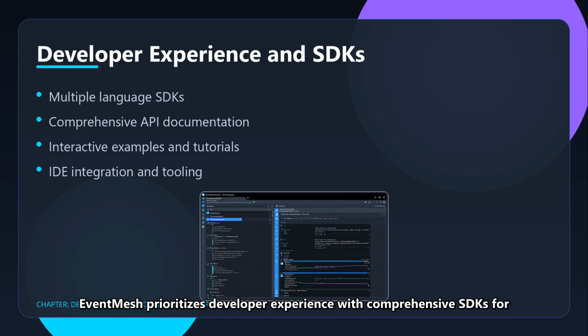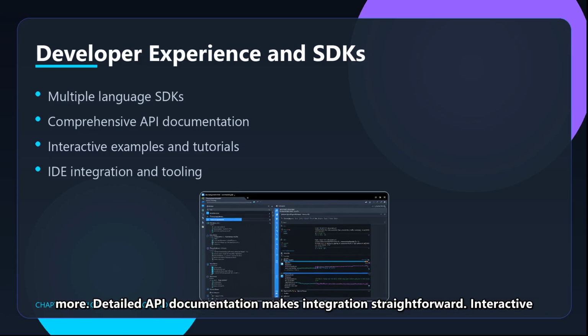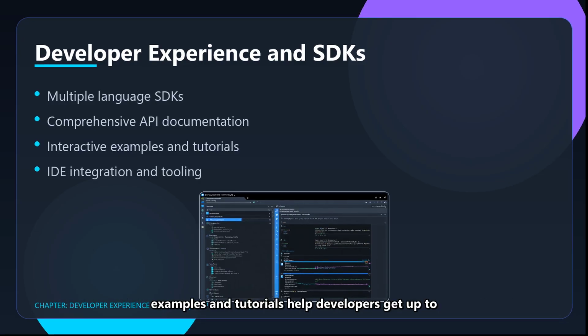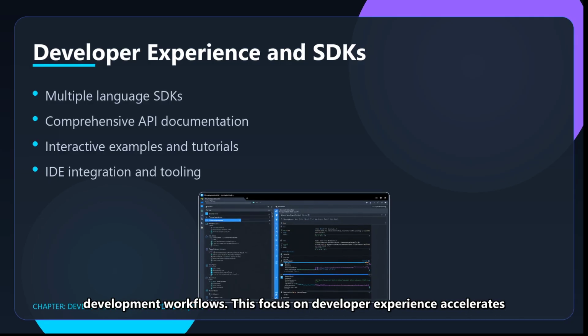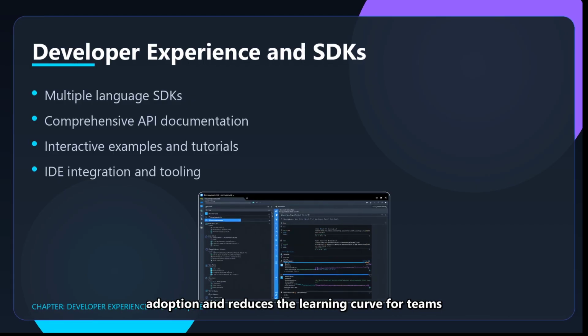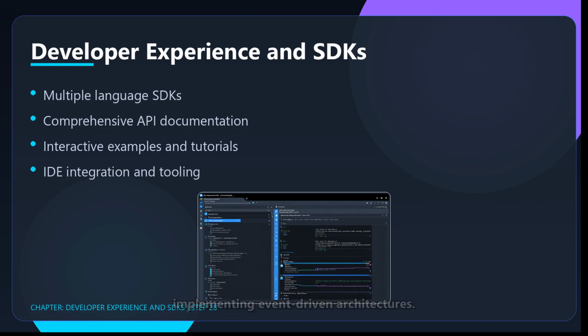EventMesh prioritizes developer experience with comprehensive SDKs for popular programming languages, including Java, Go, Python, and more. Detailed API documentation makes integration straightforward. Interactive examples and tutorials help developers get up to speed quickly. IDE integration and tooling support streamline development workflows. This focus on developer experience accelerates adoption and reduces the learning curve for teams implementing event-driven architectures.